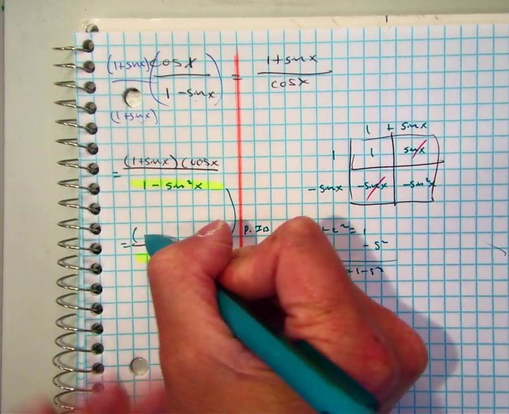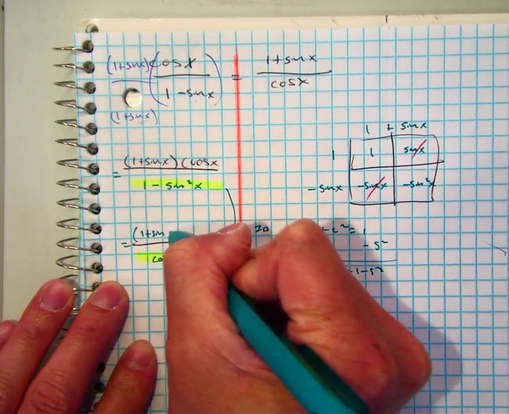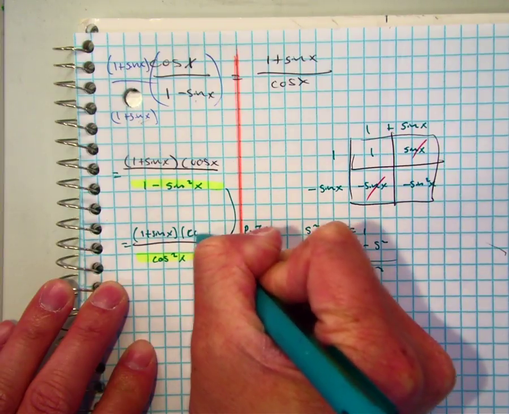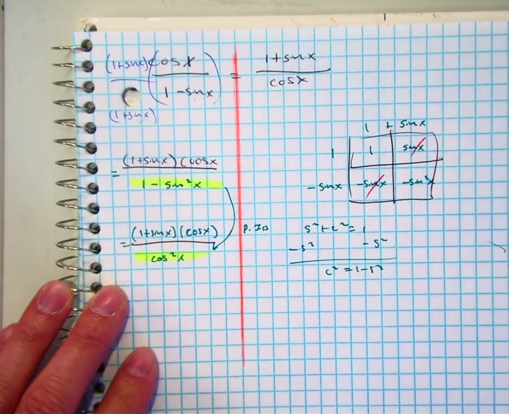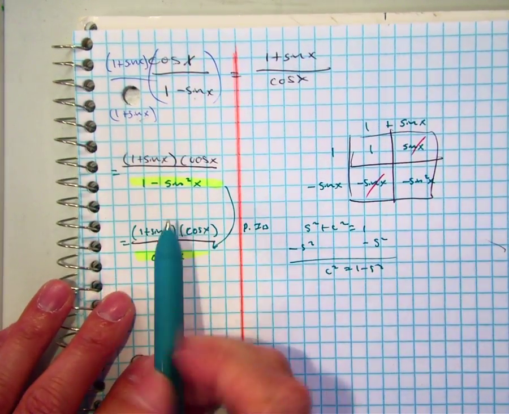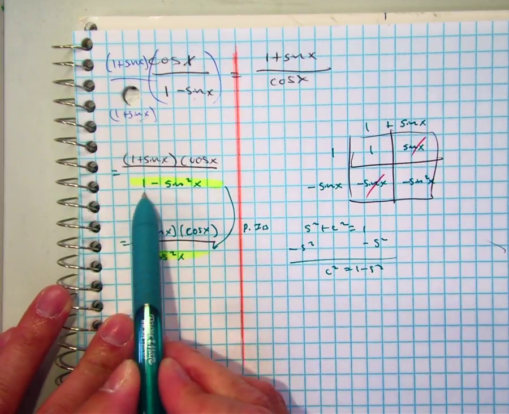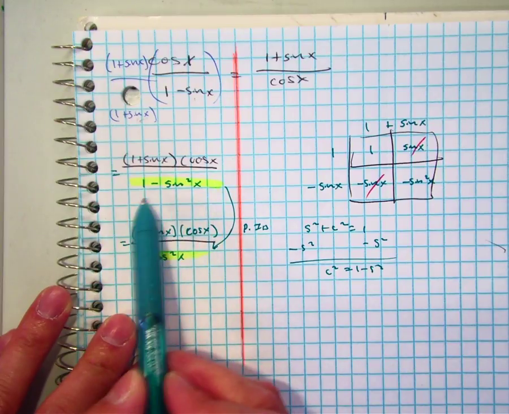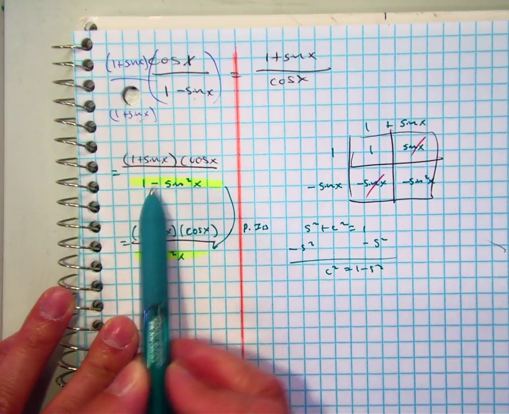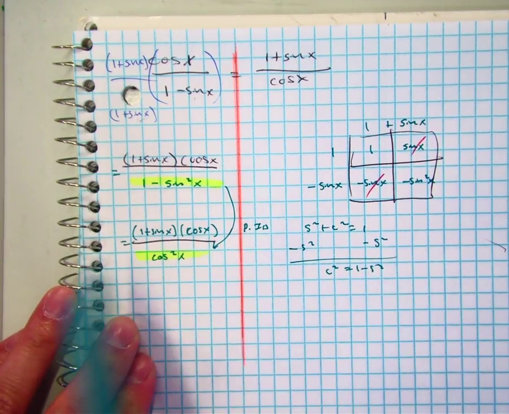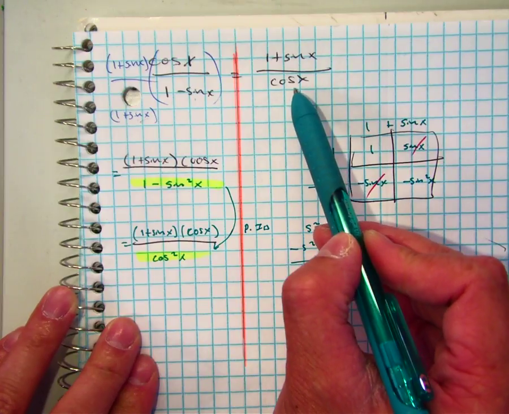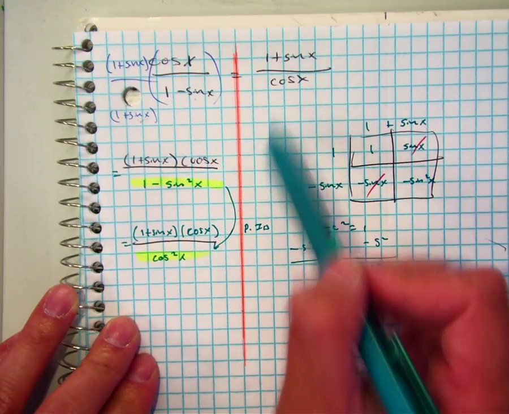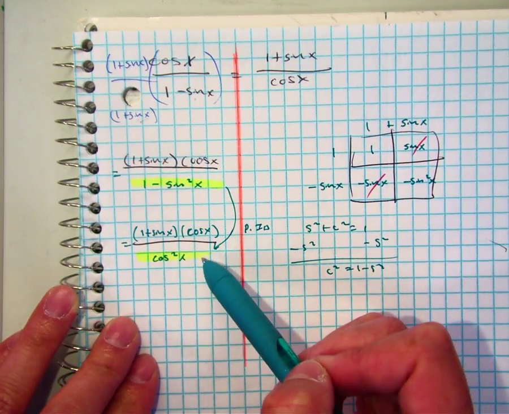So I have 1 plus sine x over cosine x. Now here, I was tempted to do 1 plus sine x times quantity 1 minus sine x, difference of squares. I was tempted to do that so I can cancel them. But I look on this side and I recognize that cosine still needs to be in the denominator, so I wanted to change it by Pythagorean.